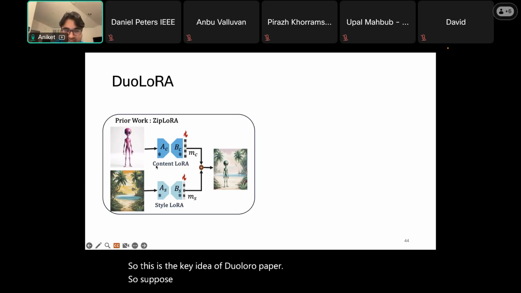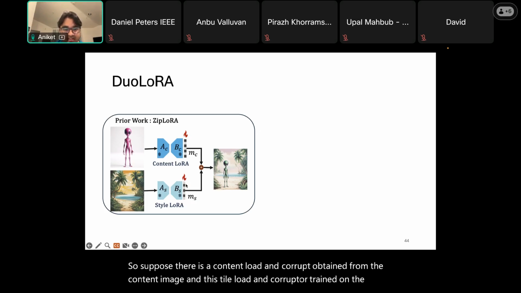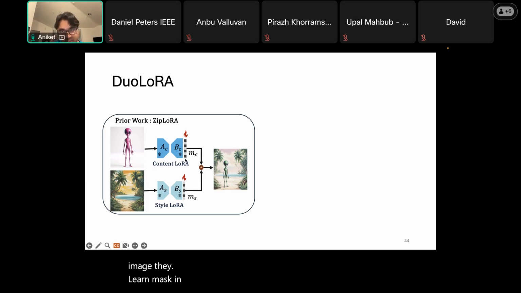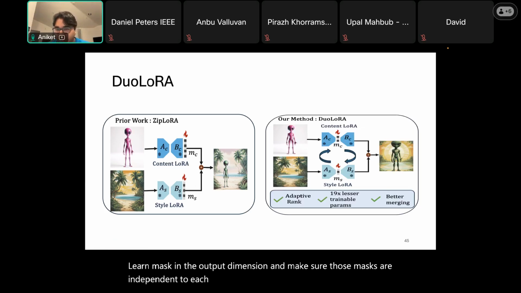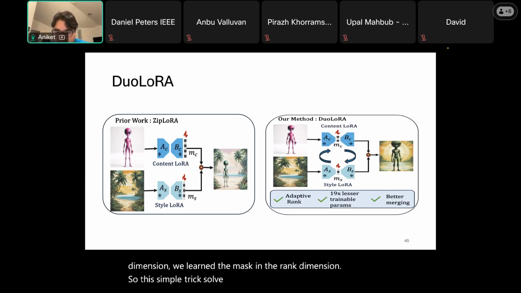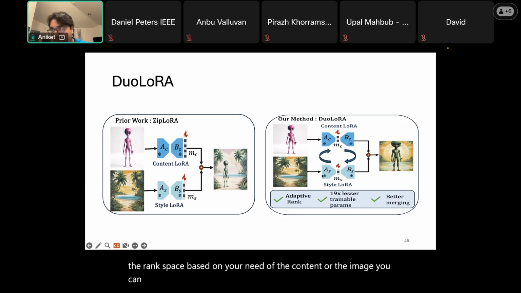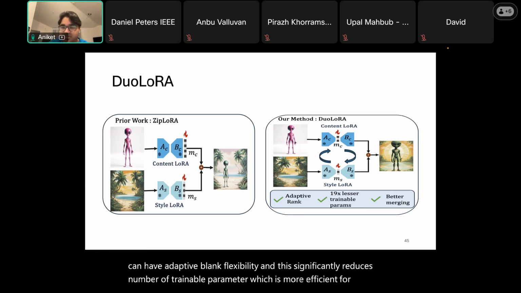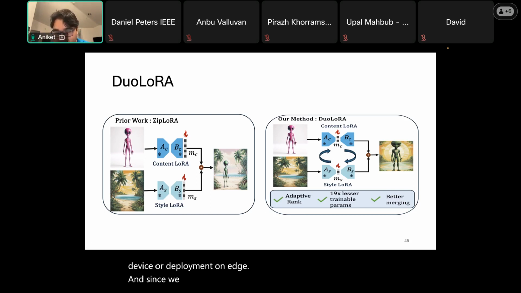In prior work, as I already mentioned, there is a content low rank adapter trained from the content image and a style low rank adapter trained on the style image. They learn masks in the output dimension and make sure those masks are independent of each other. We did a very simple trick which solved multiple problems. Instead of learning the mask in the output dimension, we learn the mask in the rank dimension. This simple trick provides adaptive rank flexibility, since you are training the mask in the rank space based on the needs of the content or the image. It also significantly reduces the number of trainable parameters, which is more efficient for deployment on edge devices. And since we are disentangling in the rank space, we also notice better content style merging, as you can see from the images.